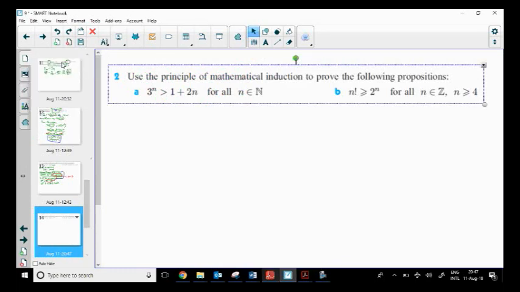So let's try this other one now. And oh my gosh, not only does it have an inequality, it has factorial in it. This is going to be amazing. And this one's actually starting with kind of a weird choice. It's starting with n greater than or equal to 4. You don't see that every day.